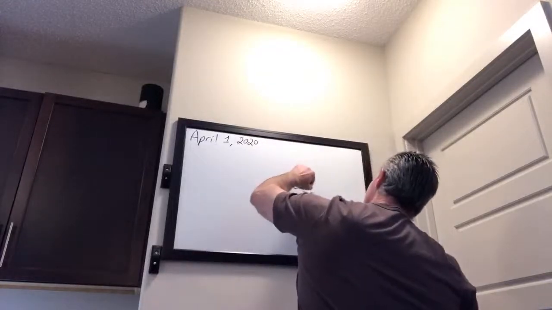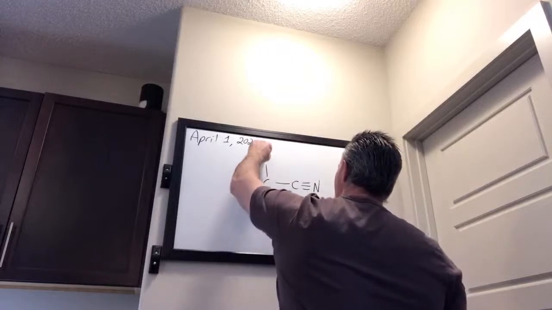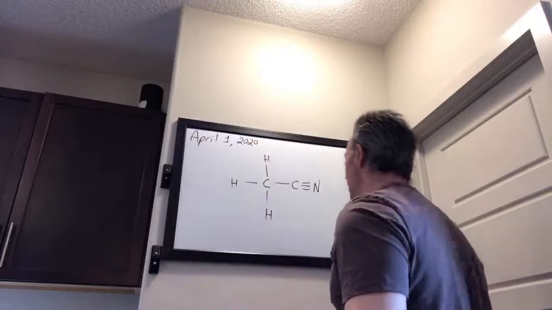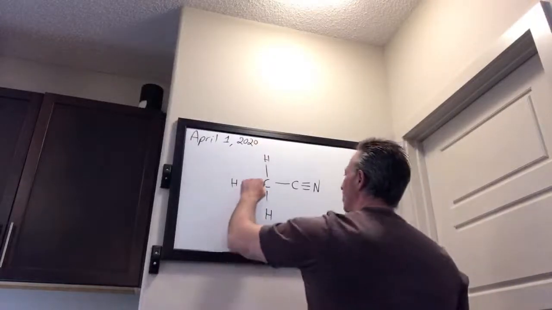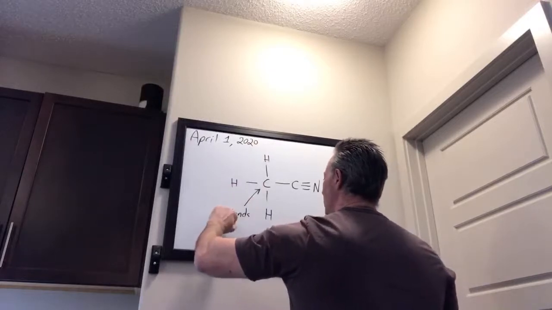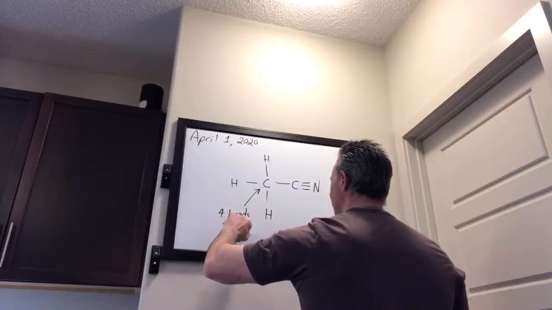It's got a triple bond to N, then another bond to carbon, and it's got 3 hydrogens. So this has got 4 bonds, so clearly it has to be sp3 hybridized, and therefore the bond angles here are 109.5.